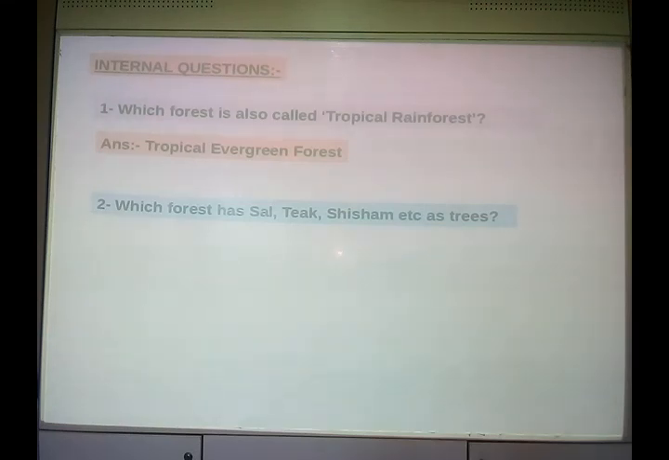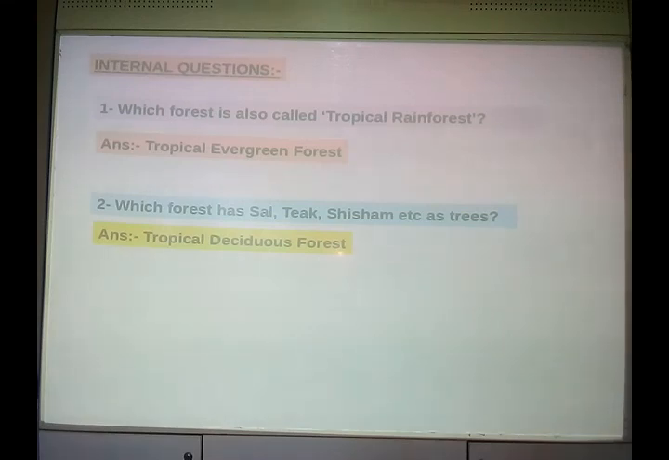Which forest has sal, teak, shisham, etc. as trees? You have to name that forest. It is tropical deciduous forest. Yes. These things will get inside your mind when you learn the things by heart of each and every forest.